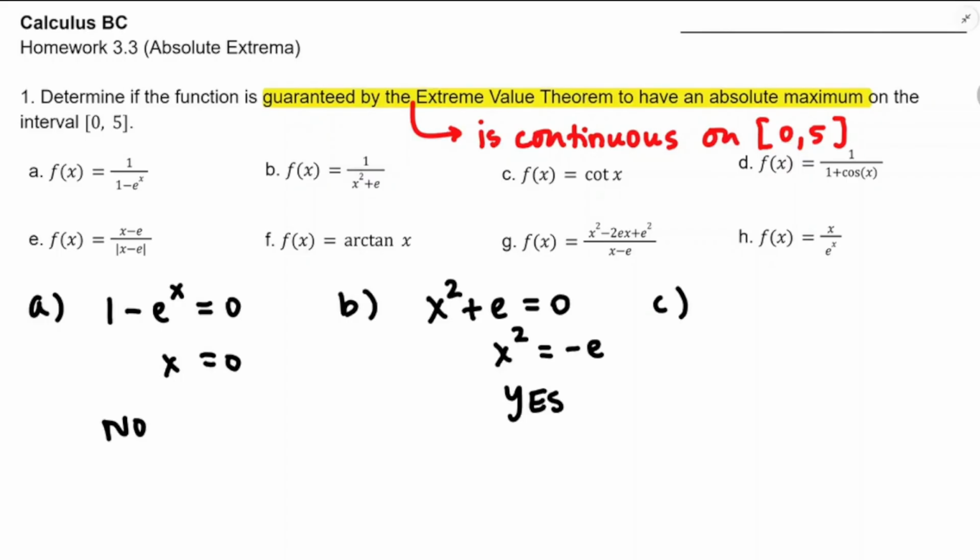All right, cotangent of x. Well, maybe we should just rewrite that. So we think about cosine over sine. Sine is the displacement from the x-axis, so sine of 0 is 0. Okay, so 0 is in the interval 0 to 5. Also, pi is in the interval 0 to 5. That's a place where sine x equals 0 because sine of pi equals 0. And so I'm going to say no, it's discontinuous on that interval, so not guaranteed.